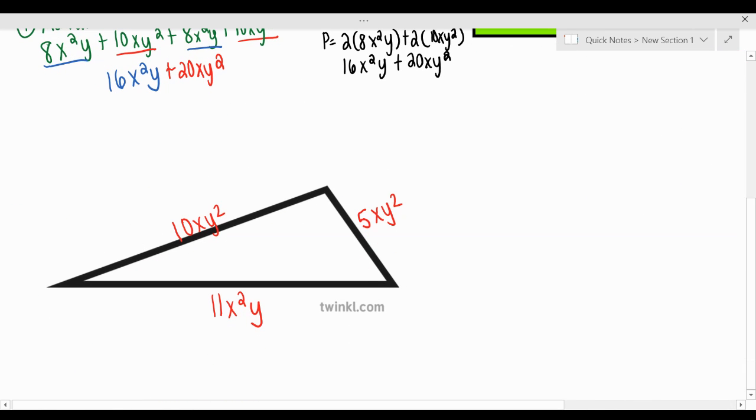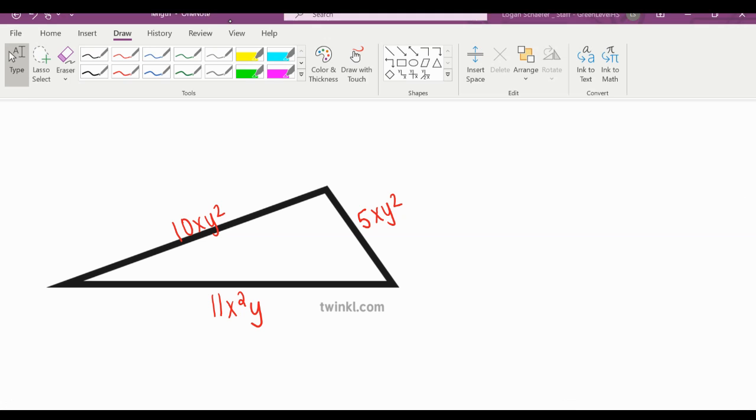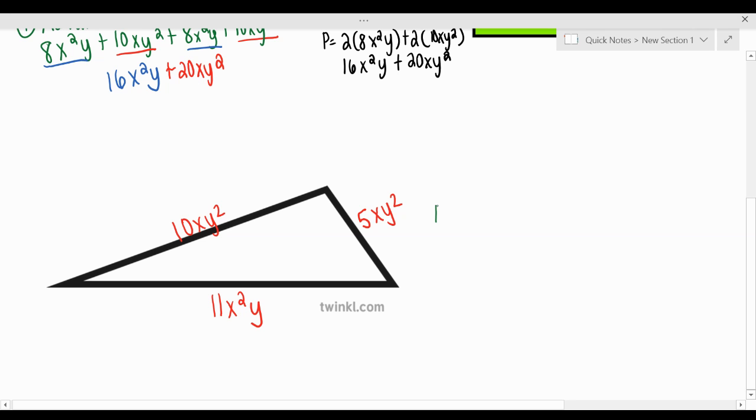So down here, I have an obtuse scalene triangle. Meaning none of the sides are the same and there's one obtuse angle, which is an angle bigger than 90 degrees. And what we're going to do is we're going to find the perimeter. So we're going to add up all the sides. So we're going to have 10xy squared plus 5xy squared plus 11x squared y.